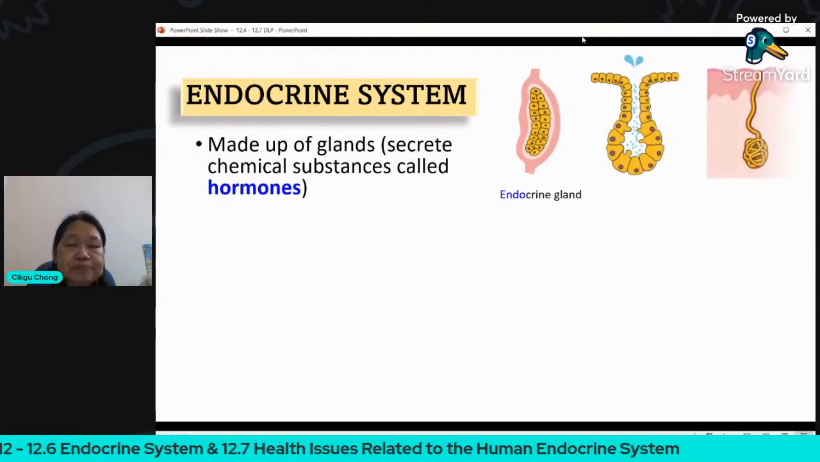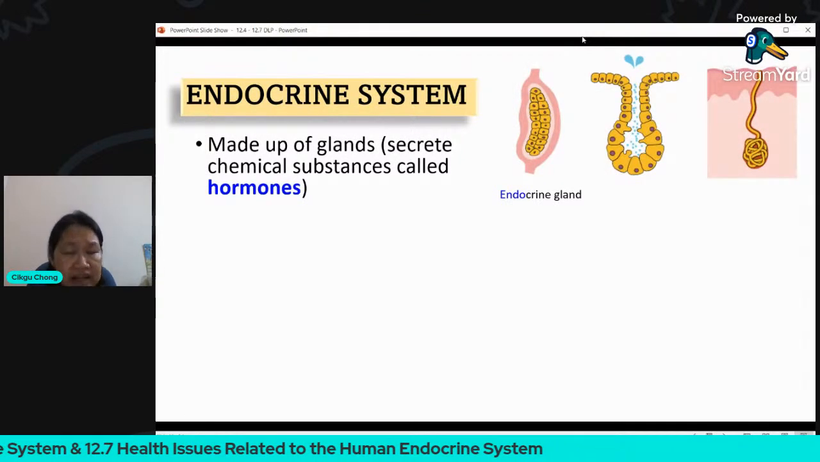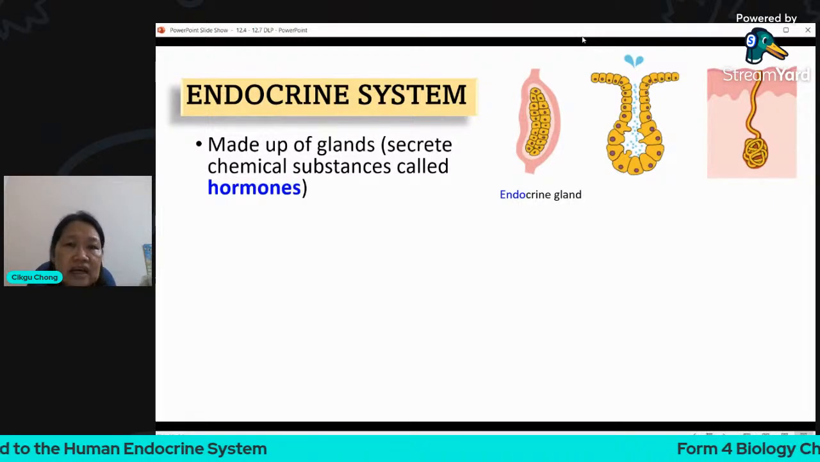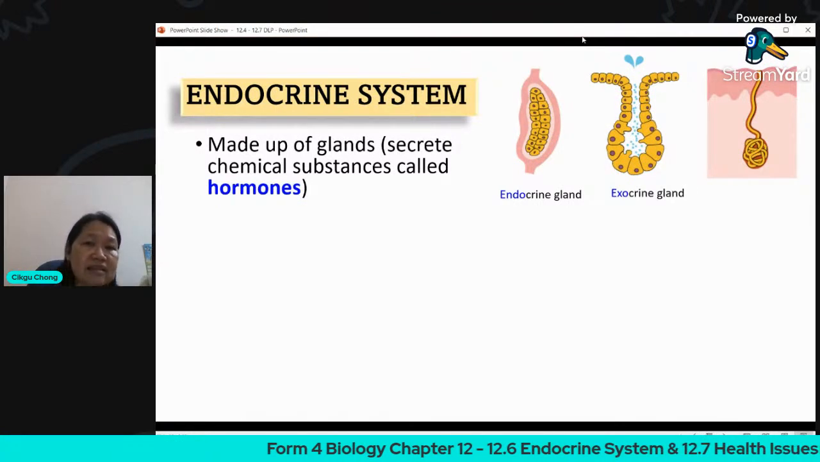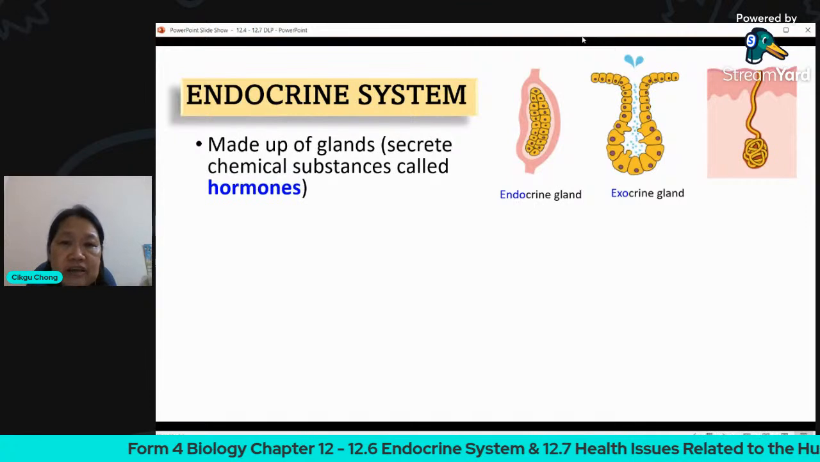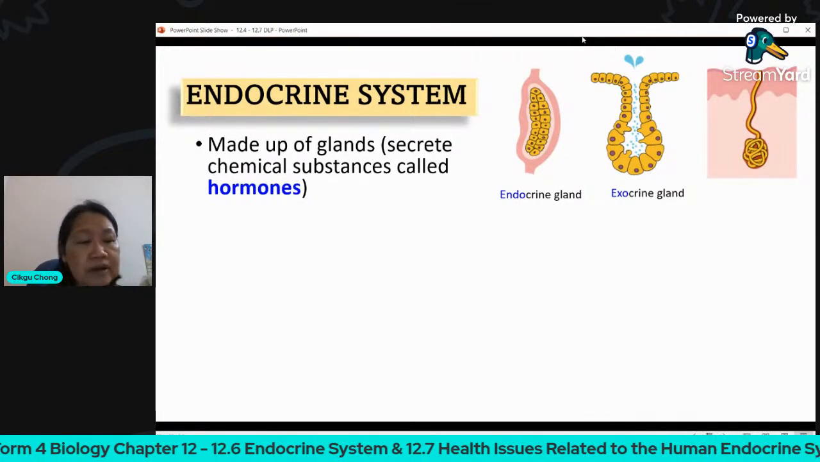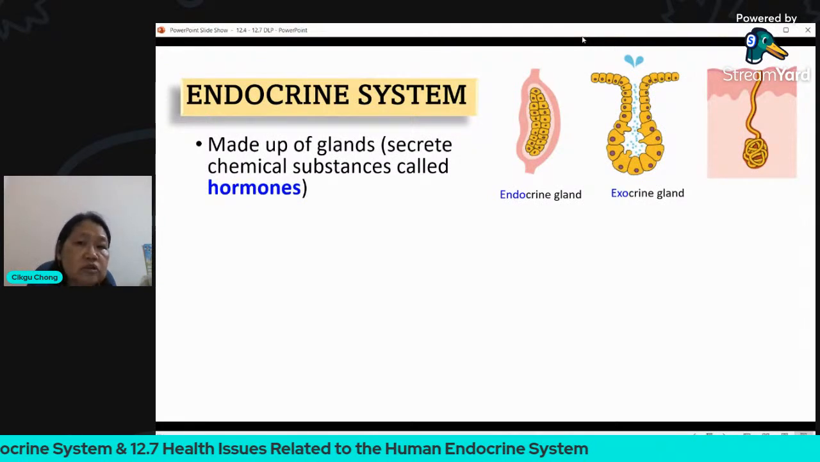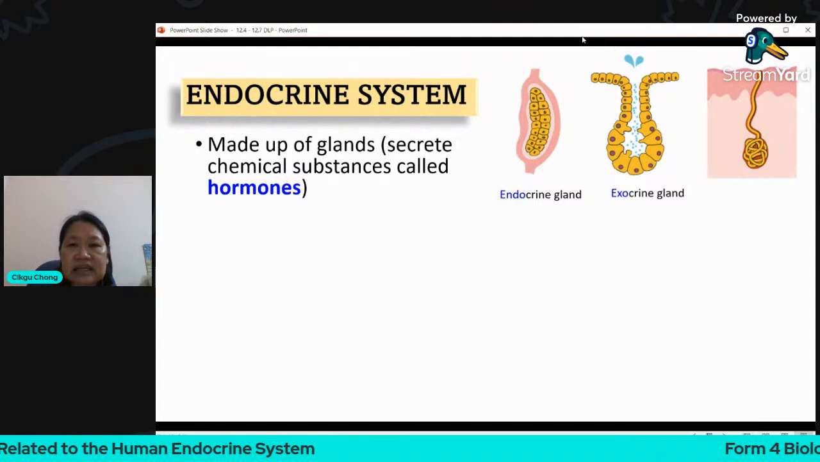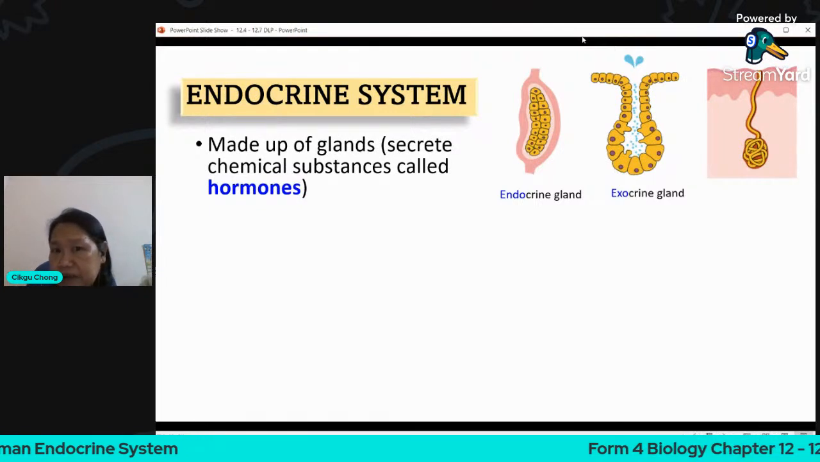Okay, so you see, this is an example of an endocrine gland. You'll see that this group of cells here, colored yellow, are the cells which produce this hormone. And another type of gland is the exocrine. So we are talking about the endocrine gland, but you will also see another group of cells called exocrine. Now these exocrine glands are different from the endocrine.